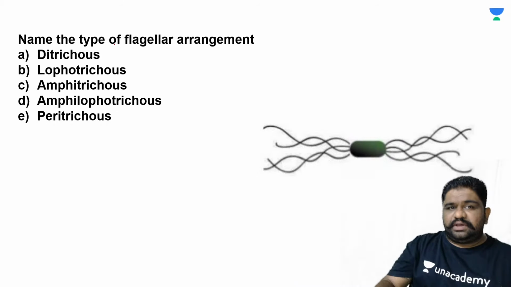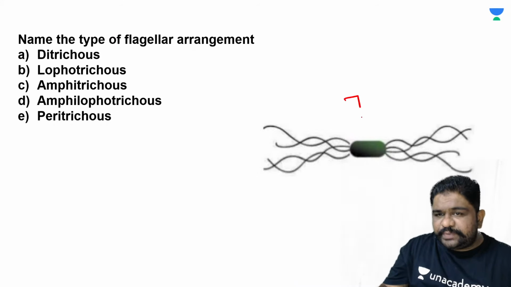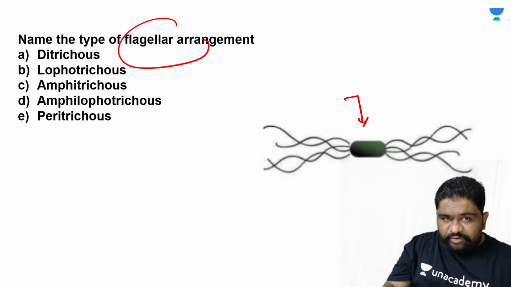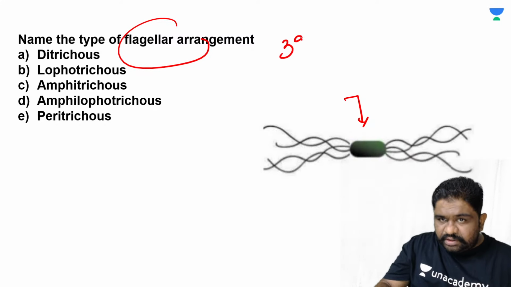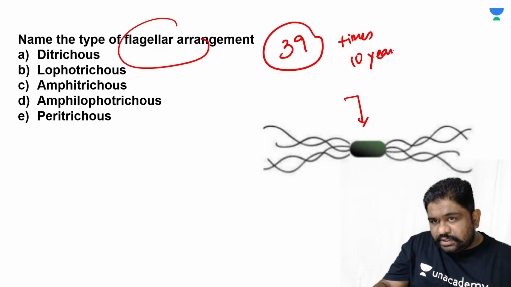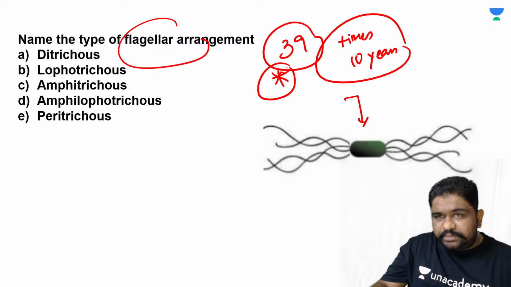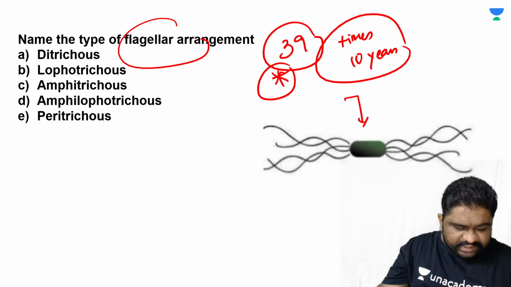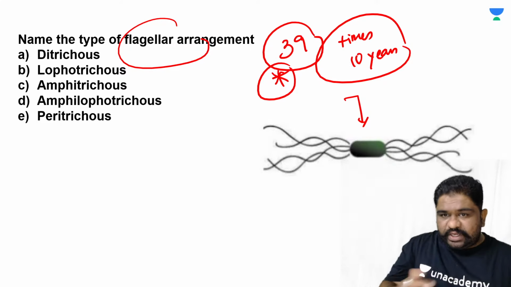Okay, tell me the answer. Name the type of flagellar arrangement in this picture. This type of question has been repeated 39 times in the last 10 years. What is your answer? Okay, people are saying B, people are saying C, people are saying D, people are saying E. Okay, so listen very carefully.